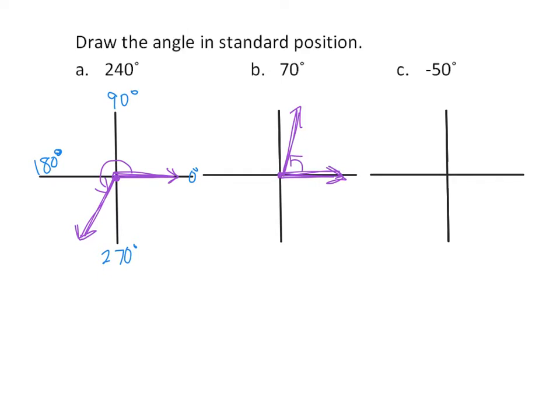Well, negative 50 means that instead of going counterclockwise, we would have to go clockwise. Again, notice that in this one, we're going counterclockwise to get to our terminal side. Here we're going counterclockwise, the opposite of clockwise, to get to our terminal side. So if it's negative, we're going to go clockwise. So we've got our vertex at the origin and the initial side on the x-axis, and we need to go negative 50. Well, halfway would be negative 45, so we need to go beyond that to get to negative 50. So probably right around here.